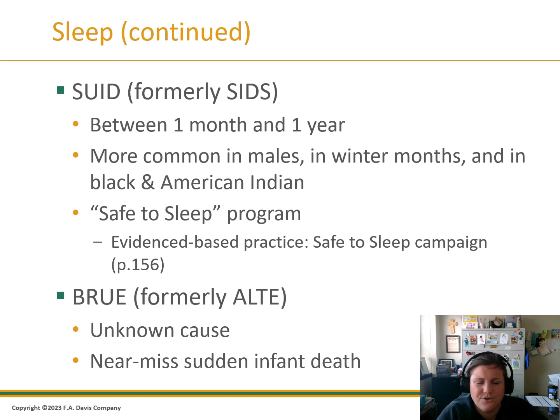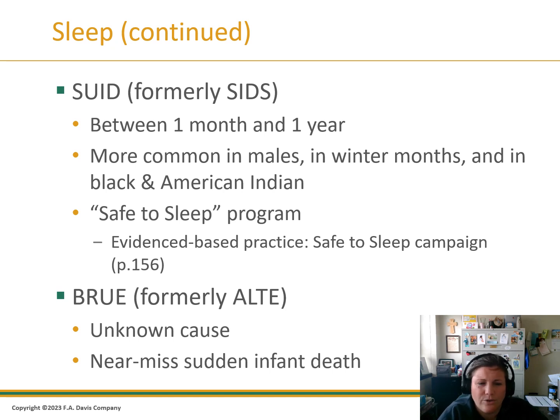SUID, also known as sudden unexplained infant death, which we used to refer to as SIDS, is the leading cause of death for a child 1 month to 1 year of age, and the most often time we see it occur is between 2 and 4 months old. We see it more in males, more in the winter months of the year, and more in the Black and American Indian populations.